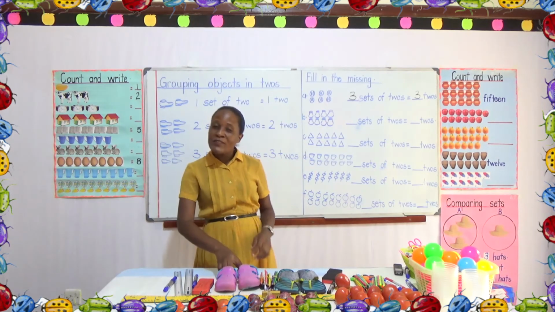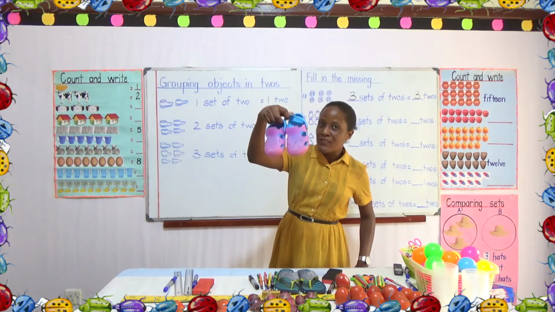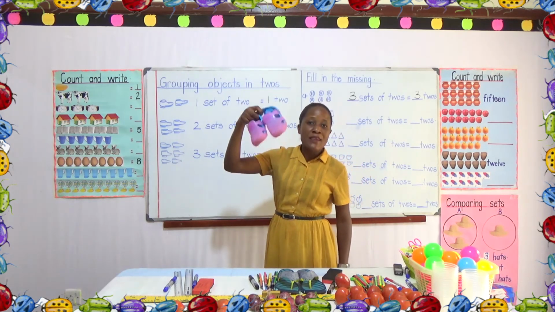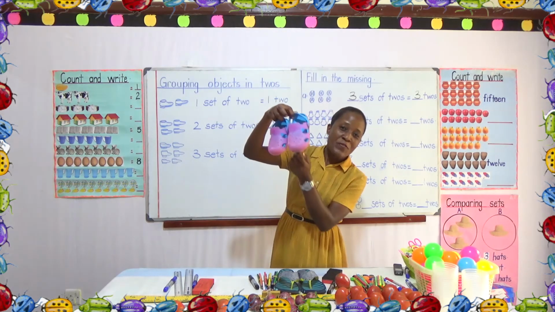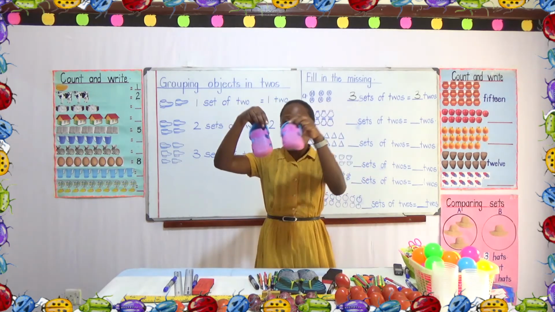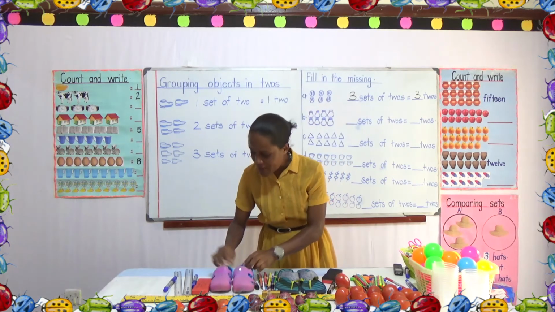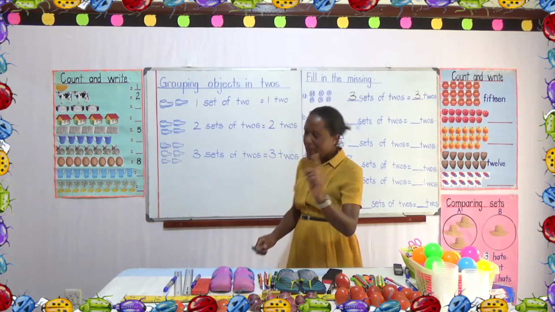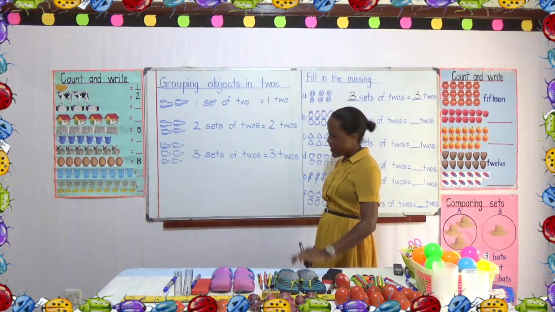Let's find out, what if it is just one set of sandals? How many? This is just 1, 2. But how many items are there? We count. This is 1, 2. They are just 2 sandals. Okay? Now, we are back to count our twos. Okay?